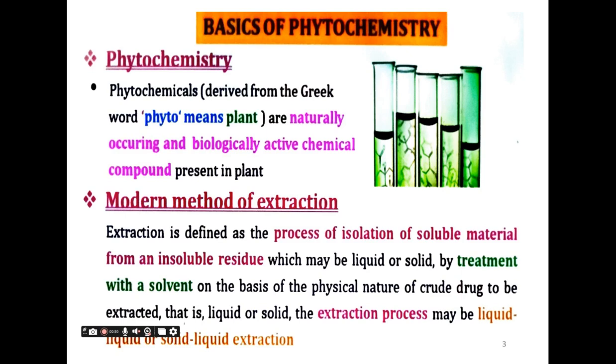Next is the isolation method for the crude drugs. So there are various extraction methods, isolation methods and separation techniques for the separation of these components. What is meant by extraction? Extraction is the process of isolating soluble material from insoluble residue, which may be liquid or solid, by treatment with a solvent on the basis of the physical nature of the crude to be extracted. The extracted material may be solid, liquid or semi-solid in nature.